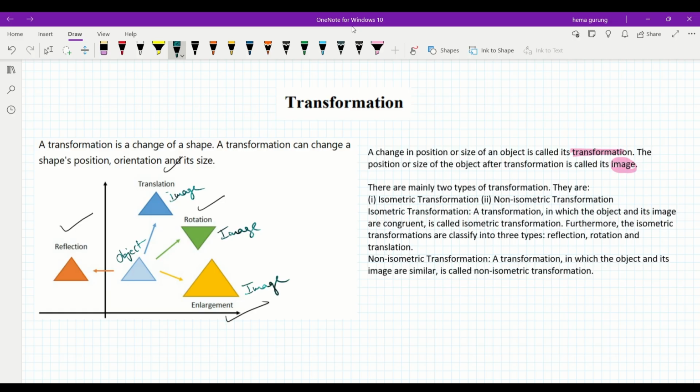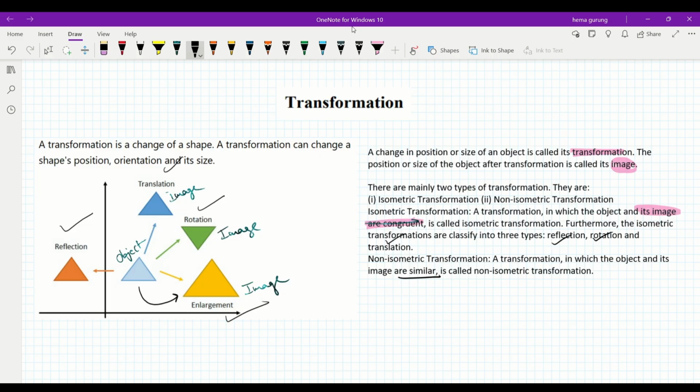And now there are mainly two types of transformation: isometric and non-isometric. In isometric transformation, you'll see that the object and image are congruent to each other. They're exactly the same. You'll see this type of transformation in reflection, rotation, and translation. Whereas non-isometric transformation means the object and the image are similar. You can relate that with enlargement. They are not congruent, but the images are similar to each other. Today we are focusing on reflection only.